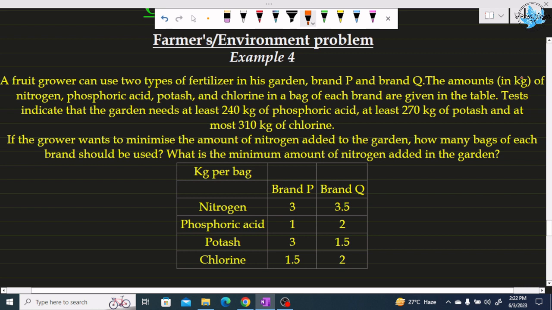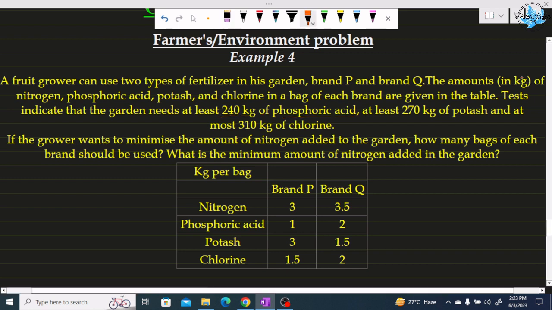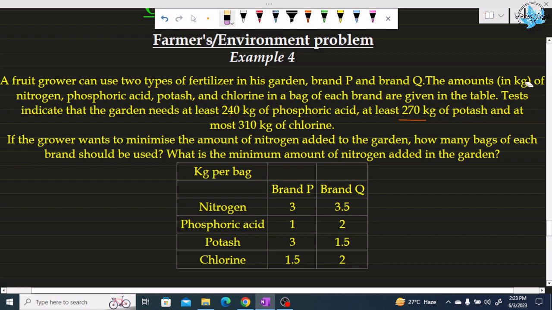The test indicates that the garden needs at least 240 kg of phosphoric acid. It means the test says that there is a need of at least 240 kg of phosphoric acid, 270 kg of potash, and 310 kg of chlorine.